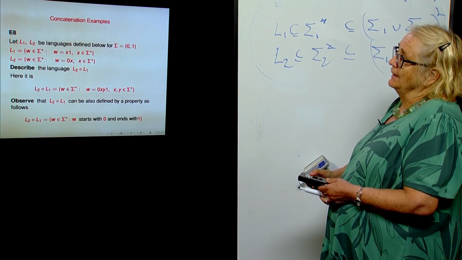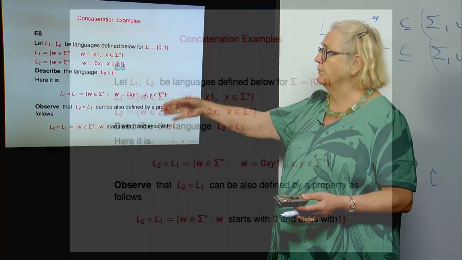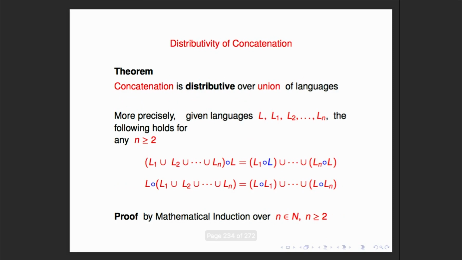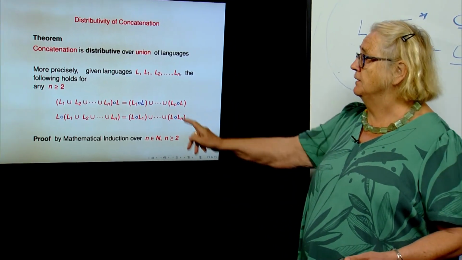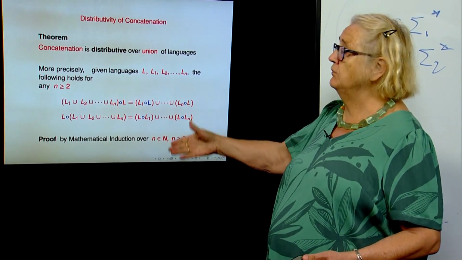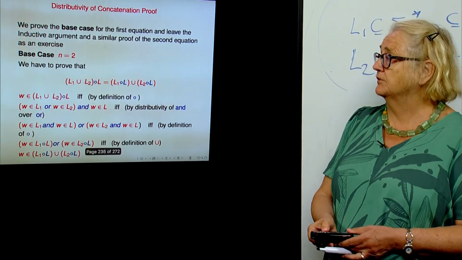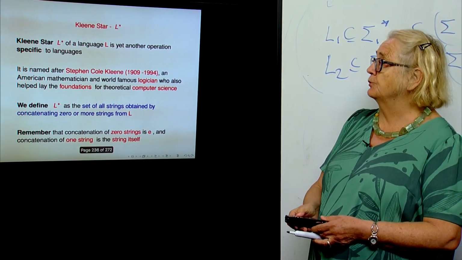And now when you have some languages, there are different ways to describe the concatenation, by property or by certain formulas. Now, an important first theorem: concatenation is distributive over union of languages. So it means this is a union of languages, you concatenate with L, you distribute, and on both sides you distribute. And you prove it by mathematical induction. Very simple. And here is the proof for the base case, a very simple proof.